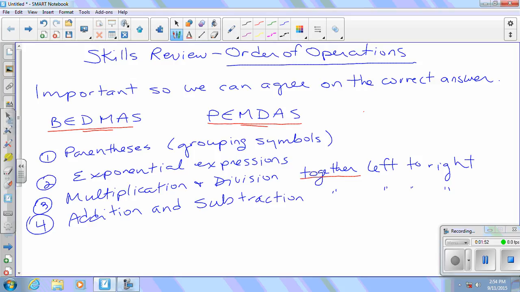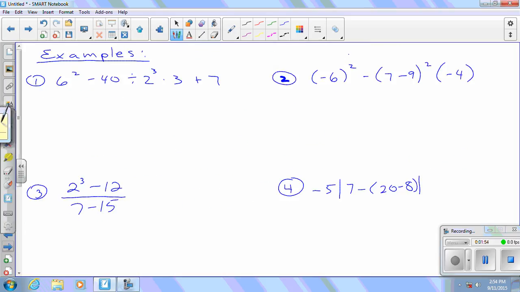So let's look at a couple of examples. And again, you might want to try the examples on your own first. So you might want to press pause and then check if your answers are correct, okay?